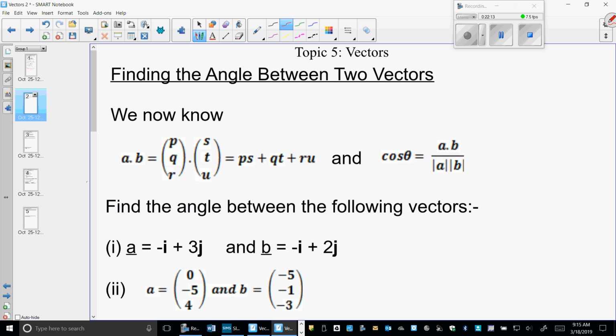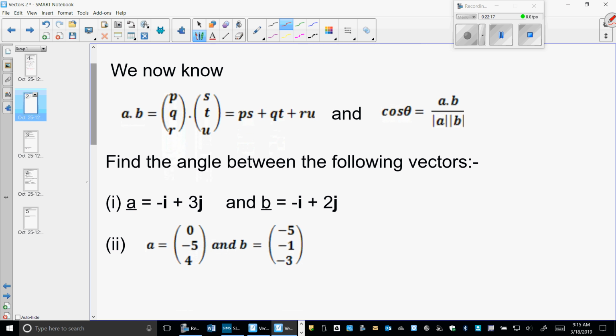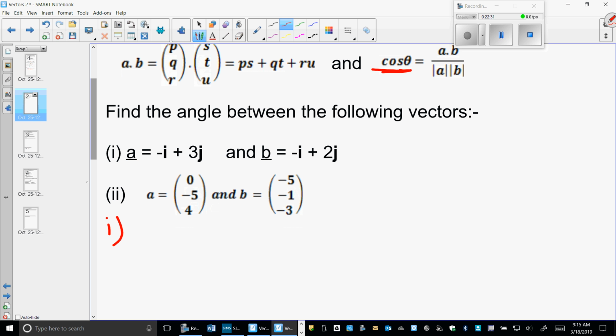Alright, so we're going to find the angle between these vectors. These are the rules that we need to know. If we know the cosine of the angle, we need to find the dot product, and we need to find the length of each vector. That's all we need to do for both of these. So first of all, I'm going to find the length of both of these.